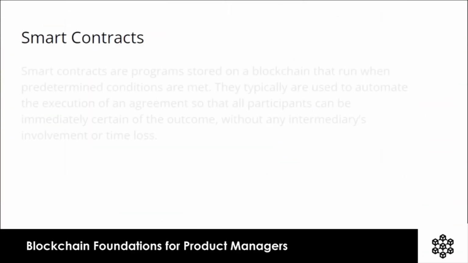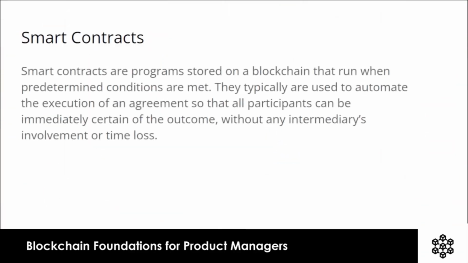Smart contracts are programs stored on the blockchain that run when predetermined conditions are met. These typically are used to automate the execution of agreements so that all the participants can be immediately certain of the outcome without any intermediaries' involvement or time loss. They can automate a workflow, triggering the next action when conditions are met.